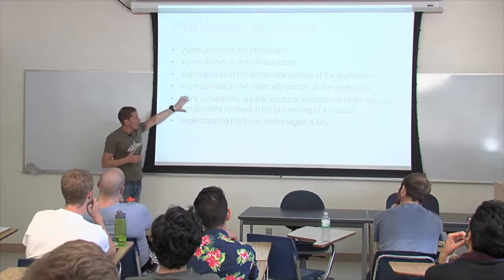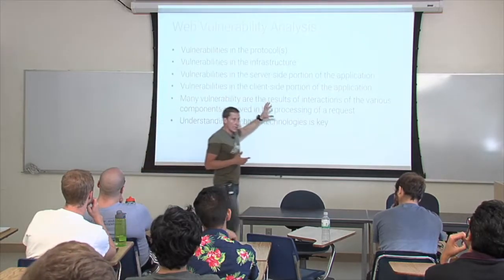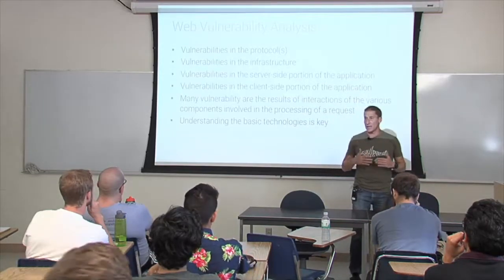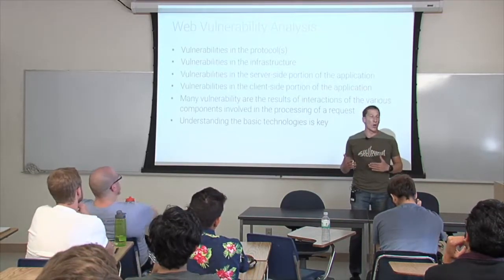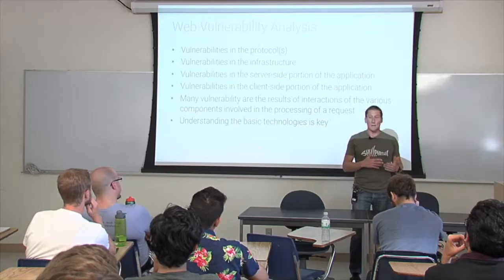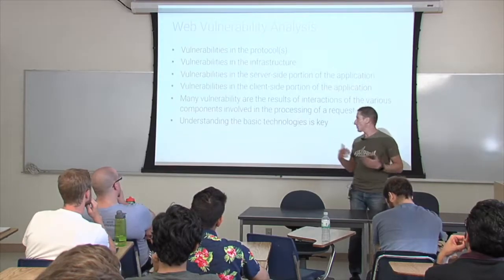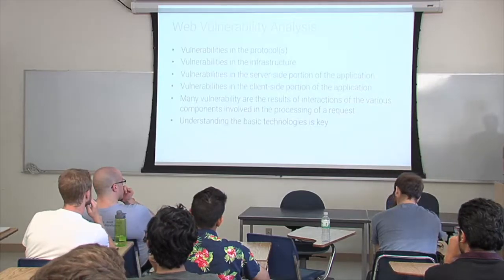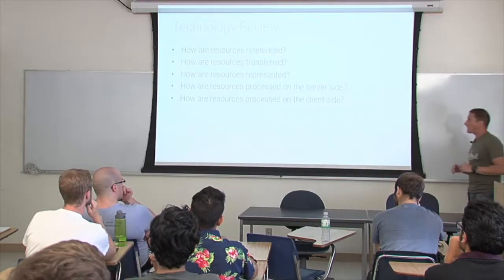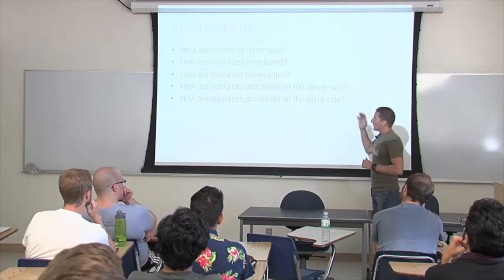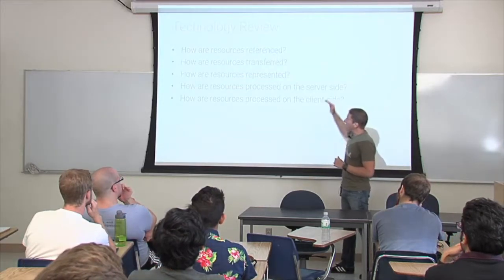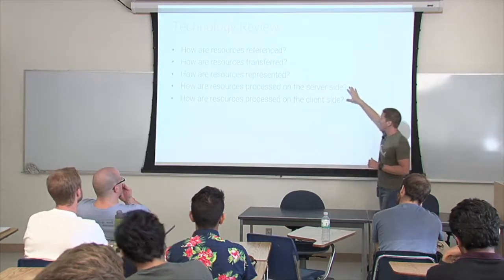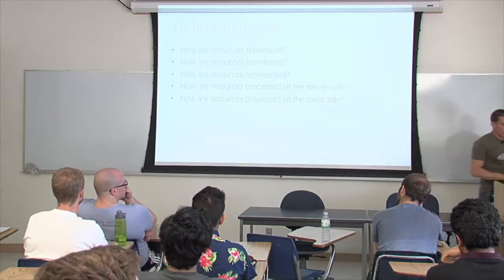And also, as we will see, in the various intermediaries in the processing of a request that can introduce vulnerabilities that would not be there if they were not involved in the actual transfer. So understanding the basic technology is important. So we do a fast technology review. We will look at how resources are referenced, transferred, represented, and processed on the client and server side.